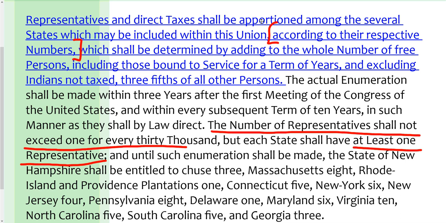Representatives and direct taxes shall be apportioned among the several states according to their respective numbers. We take that to mean population. But why didn't they just say population? Because population back then was kind of a varying term. You had slaves, you had Native Americans, you had other people that only kind of partially counted. And they also specifically left this open in case there was some reason why they didn't want to base it on direct population.